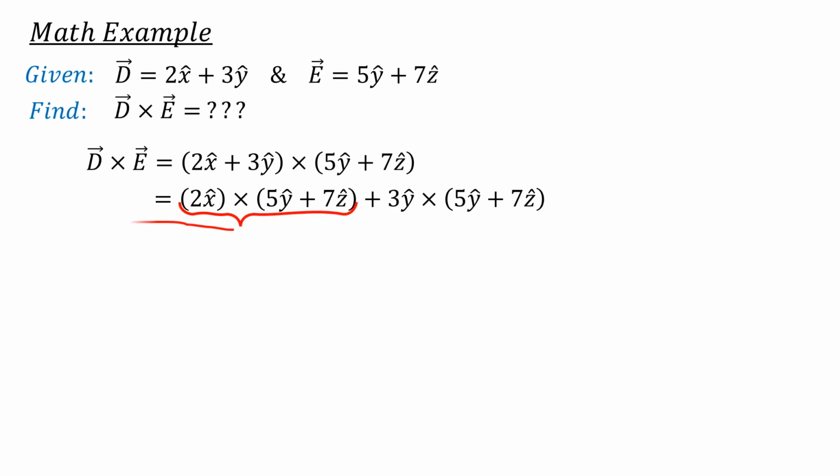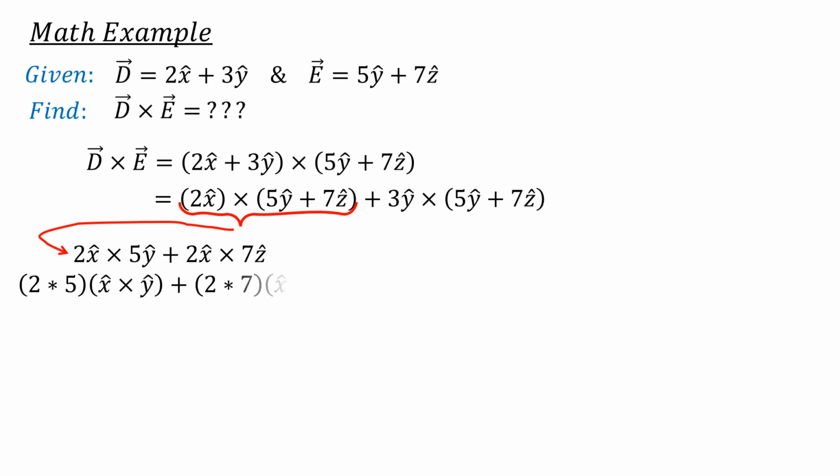Distributing the 2x hat, we get 2x hat cross 5y hat plus 2x hat cross 7z hat. Now we can multiply the numbers and then take the cross products of the directions. 2 multiplied by 5, x hat cross y hat, plus 2 multiplied by 7, x hat cross z hat. This equals 10z hat plus 14 x hat cross z hat, which is negative y hat.